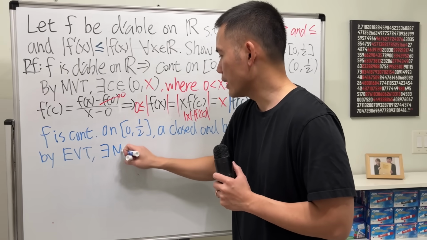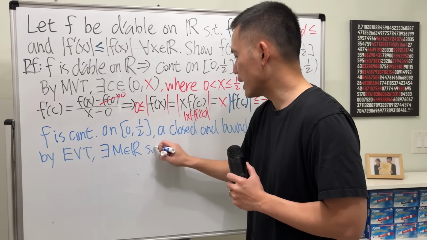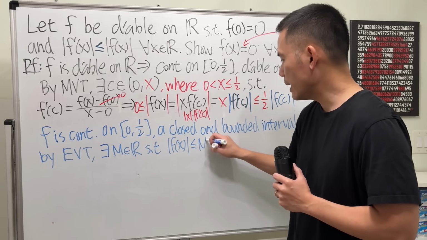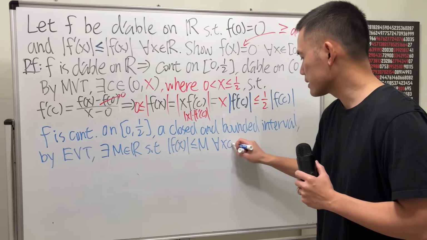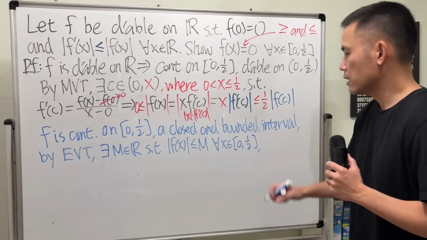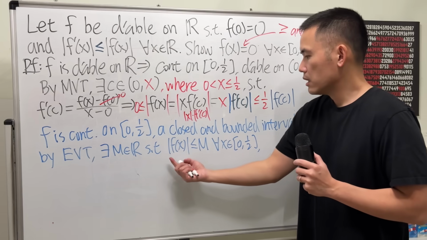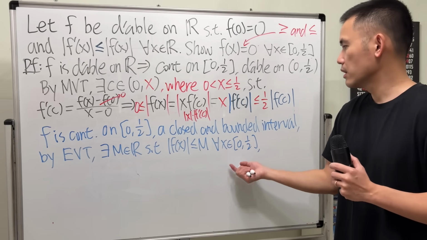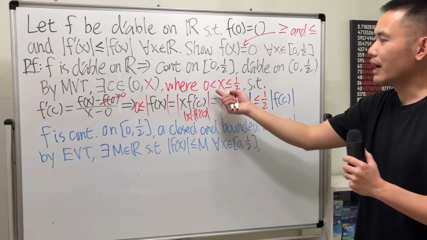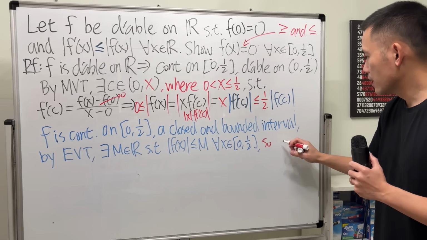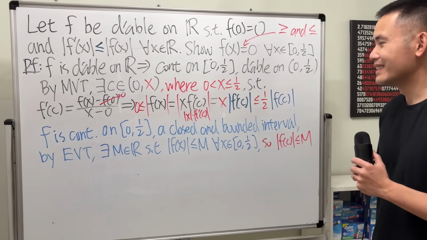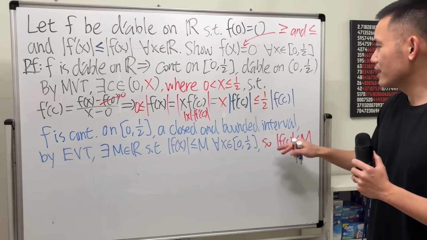There is some capital M in the reals such that the function, once you put in the absolute value, is less than or equal to M. And this is true for all x on the interval that we want. Now, have a look. This is true for all x. Of course, it will also be true when x is equal to c, because c is somewhere on this interval. So I can say the absolute value of f of c is less than or equal to M. And yes, we can put this right here and we get half M.